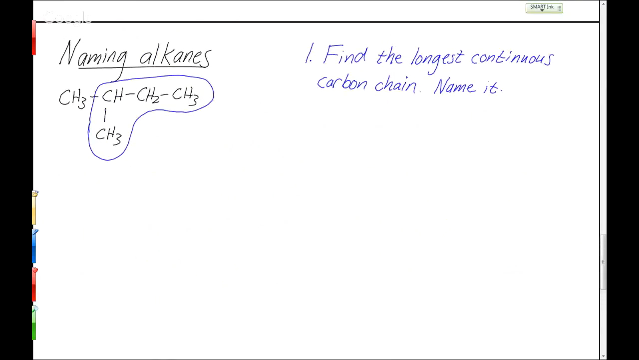All right. So that means that the main base part of our name is going to be butane. And we put that at the end. That's the end of the name. That comes from the fact that there are 4 carbons in the longest chain.